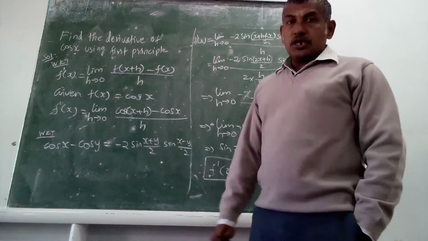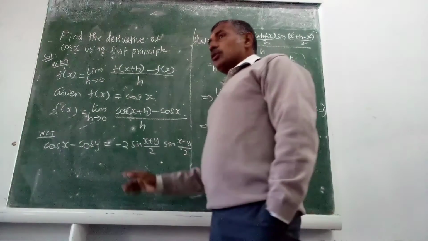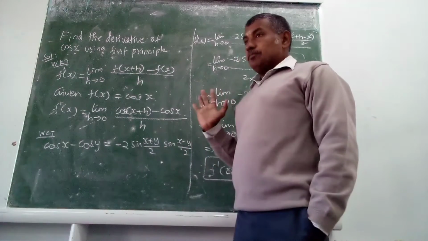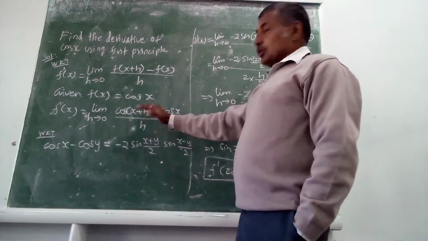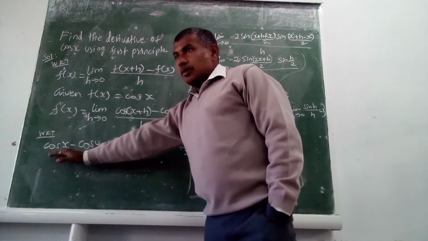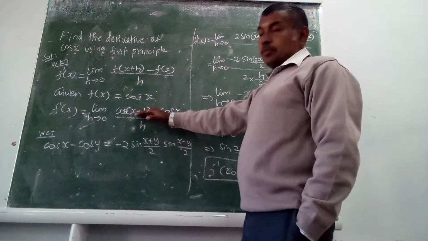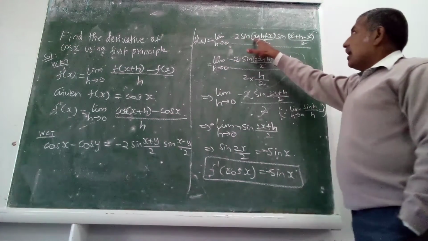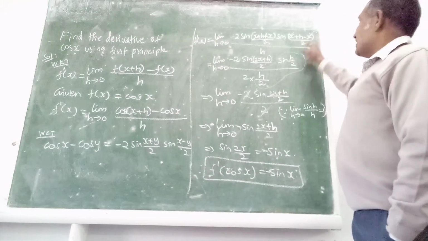That identity we studied in trigonometry: cos x minus cos y is equal to minus 2 times sin of (x plus y) by 2 times sin of (x minus y) by 2. The left hand side of the identity is available in the numerator of the first principle formula, so the right hand side we can take. What do we get? Minus 2 times sin of (x plus h plus x) by 2, then sin of (x plus h minus x) by 2.